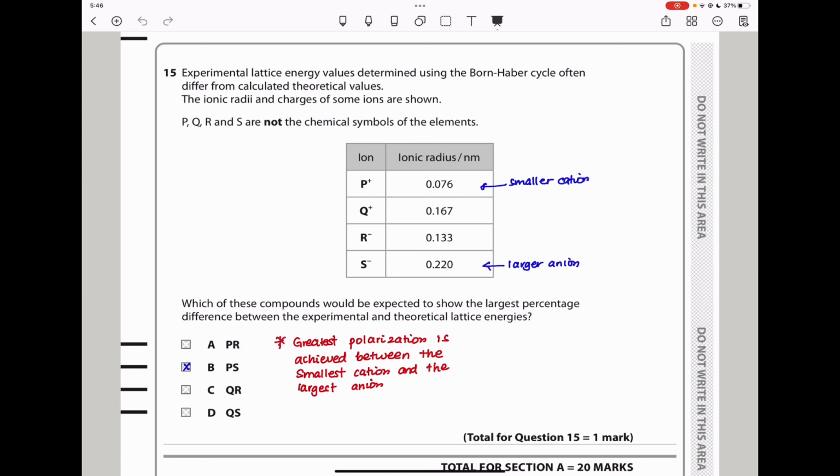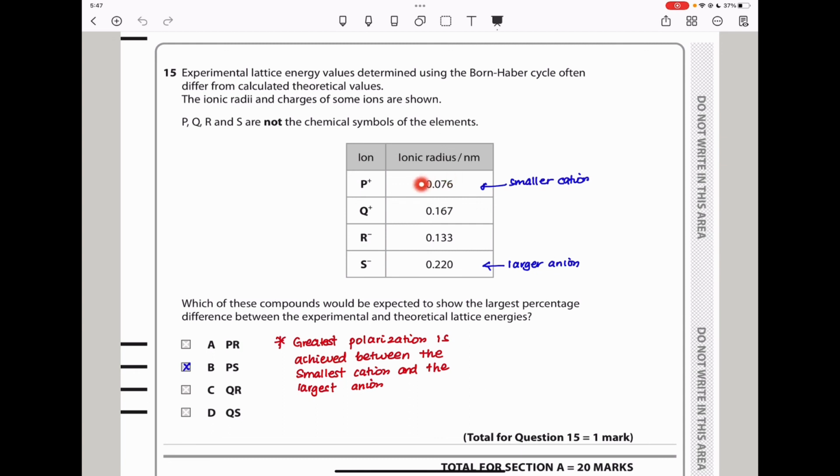So let's see, P and R. If you look at this, P is actually, the radius is really small and it's a positive, that is okay. However, R is not the biggest anion. To have the highest difference between experimental and theoretical, it means we should have the highest polarizing power, or greatest polarization. So basically what we had to do here is to choose the ionic compounds that are going to have the highest polarization in order to achieve the greatest difference between theoretical and the experimental lattice energies.